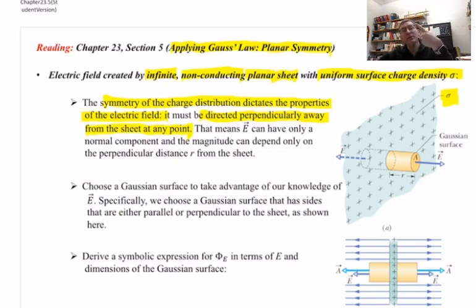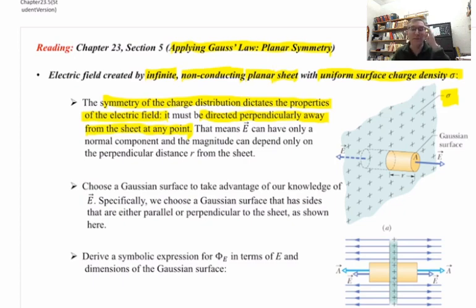Why can't it have any component parallel to the surface? Because if it did, if the electric field didn't point perpendicularly away from the sheet, but leaned a little bit, say to my right, then that would imply there's something special about looking rightward compared to looking leftward. But as far as the charge on this sheet is concerned, left and right look exactly the same in terms of what the charge is, how it's distributed. You see what I'm saying? The symmetry of the charge distribution dictates how the electric field behaves, because the charge is what creates the electric field. So the electric field has to point perpendicularly away from this sheet.